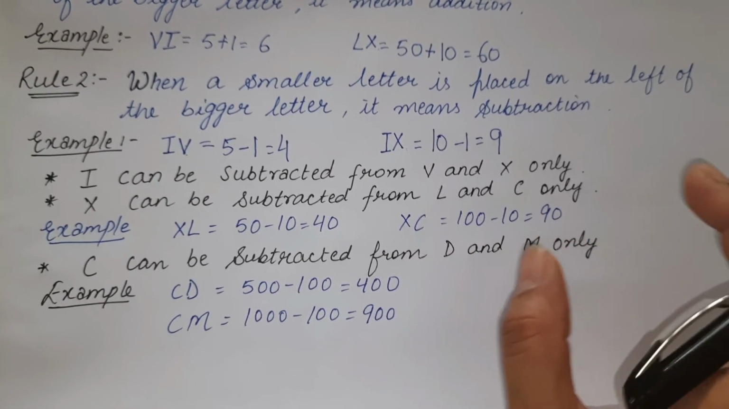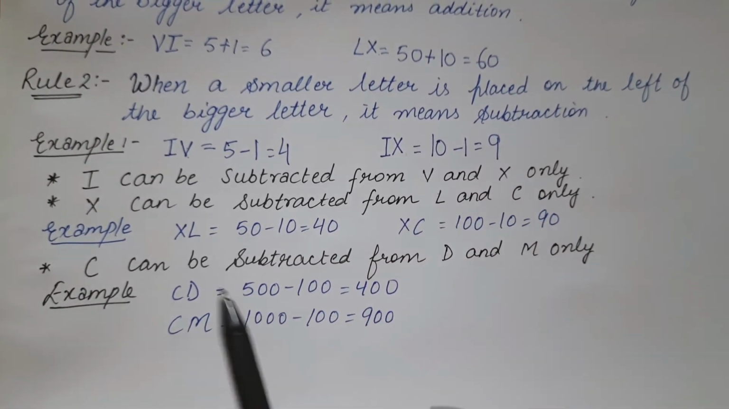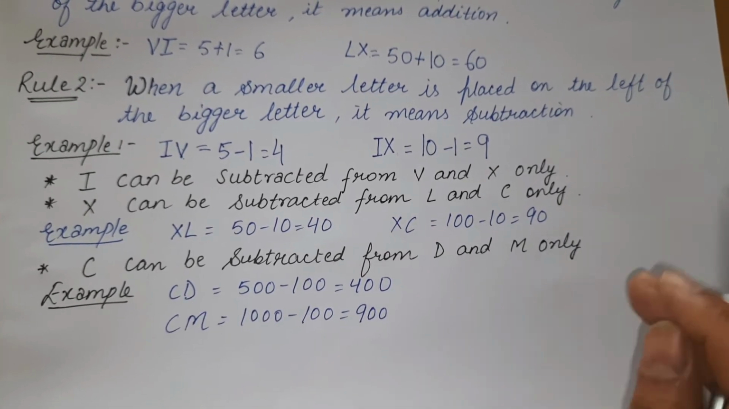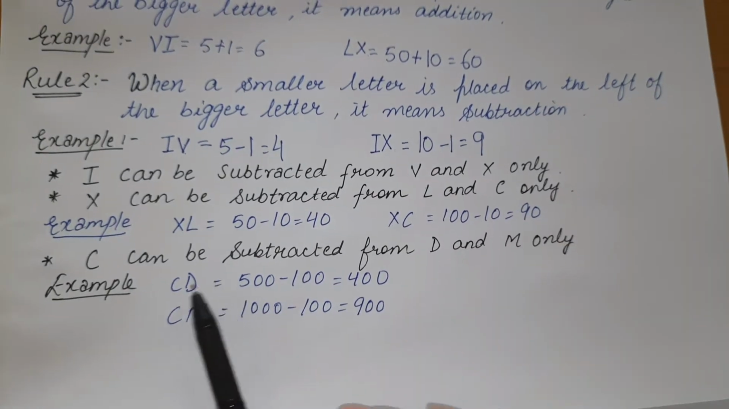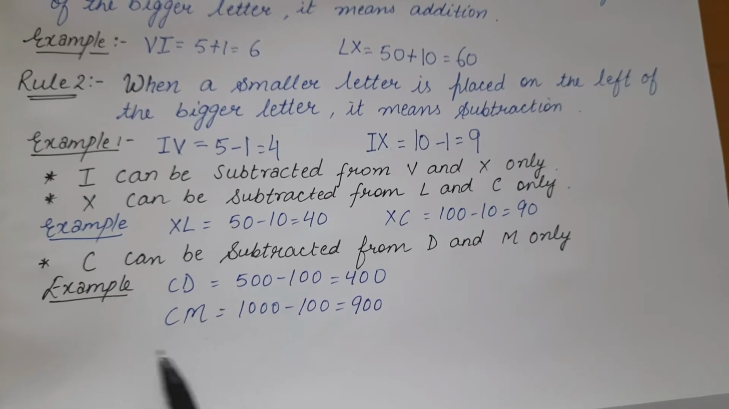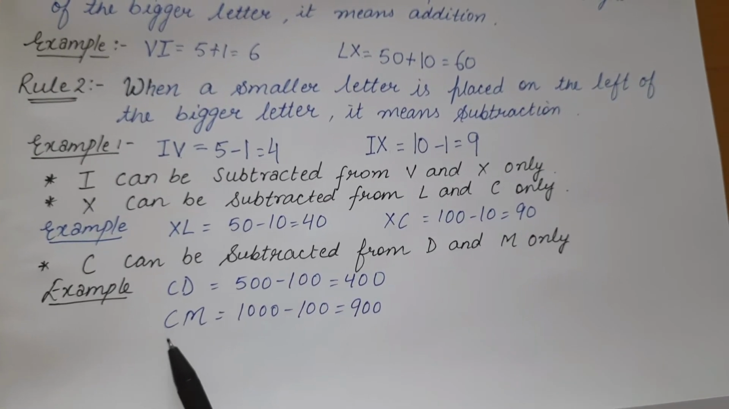Not from D and M. Okay, X can be subtracted from L and C only. And next is C can be subtracted from D and M only. C को हम सिर्फ D और M से subtract कर सकते हैं. CD means 500 minus 100 which is 400, and CM stands for M is 1000, C is 100, so it will be 900.